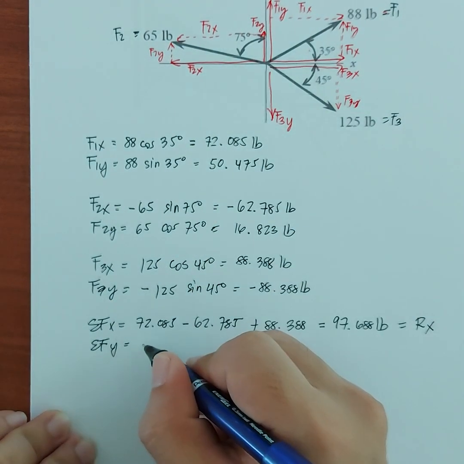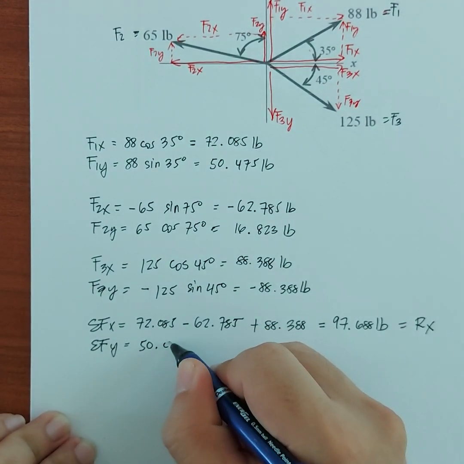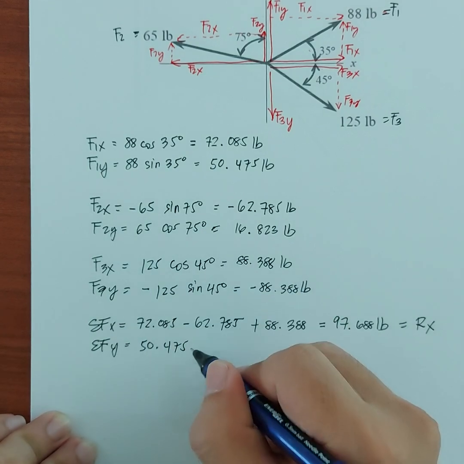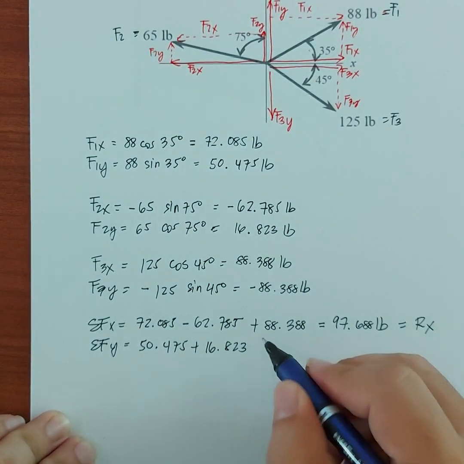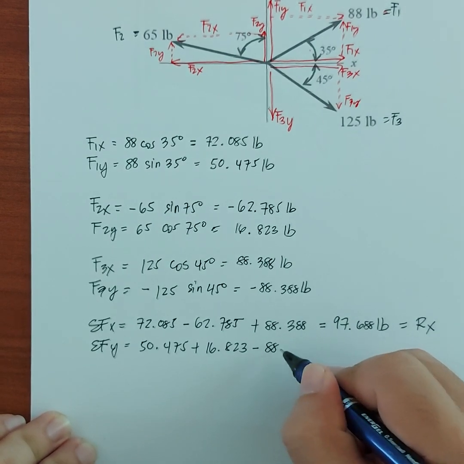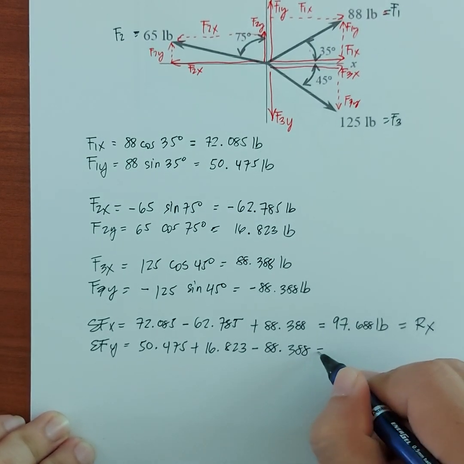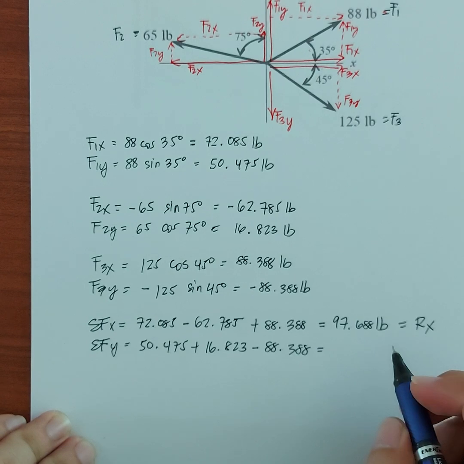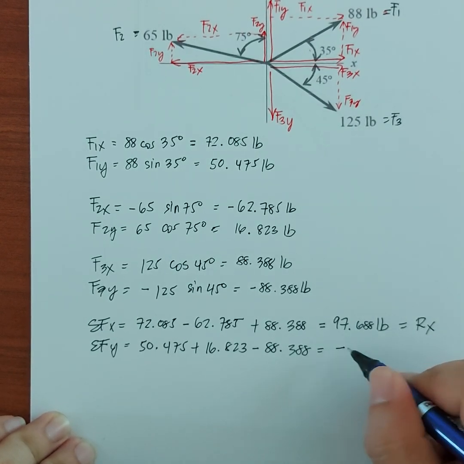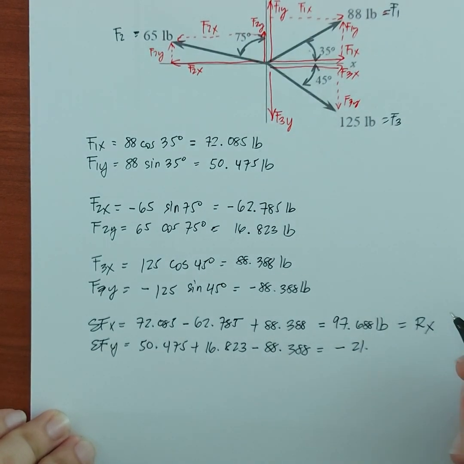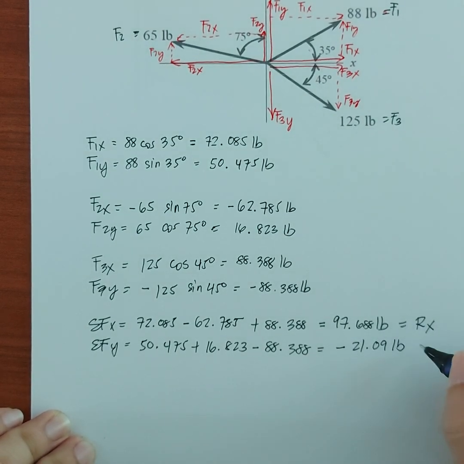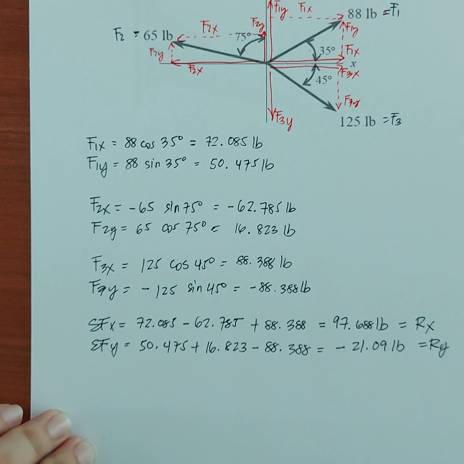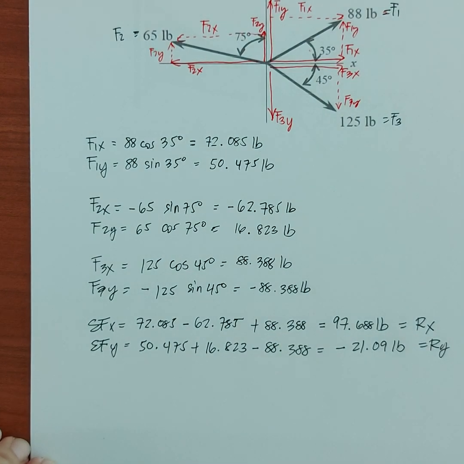So, we have 50.475 plus 16.823 minus 88.388. So, that is equal to negative 21.09 pounds, and this is the y component of the resultant force. Okay?